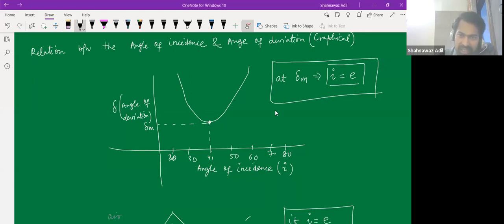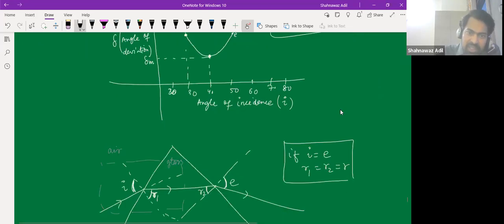And you see that angle of incidence becomes equal to angle of emergence at minimum angle of deviation, right? Because let's say at this point, this is your angle of incidence, but this would be the angle of emergent. At this point, this would be smaller. And at this point, angle of incidence would become equal to angle of emergence. So this we got from this graph.